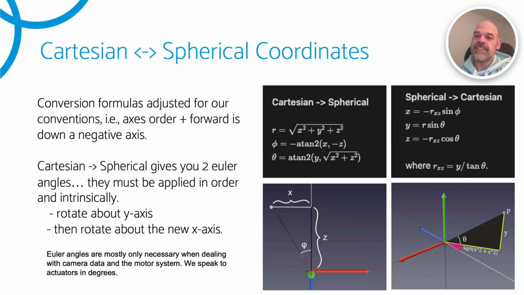Yeah, exactly. Okay, cool. So I think I put it down here. Euler angles are mostly necessary when we're dealing with camera data because there's projective geometry involved, but also the motor system, because we speak to the motor system in terms of angles. We can't just tell it, here's my point in space.